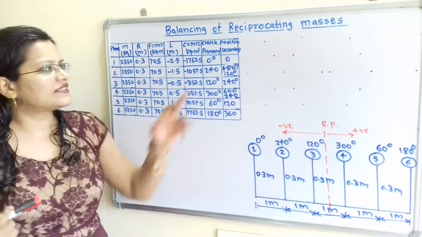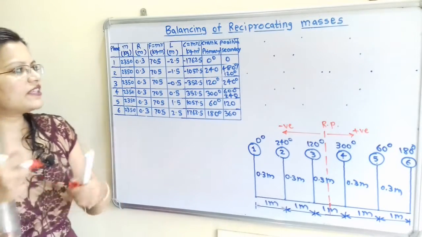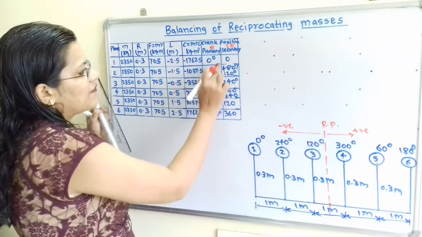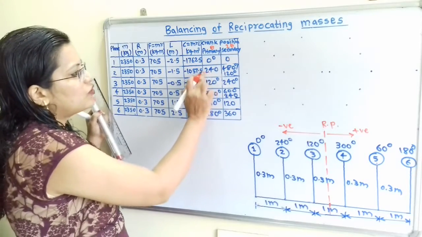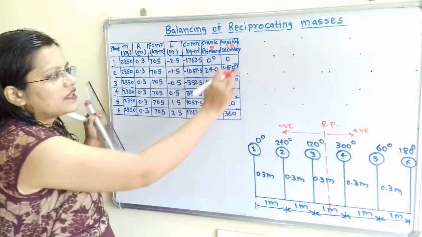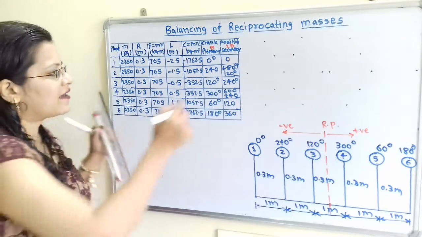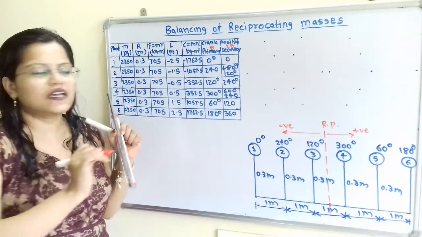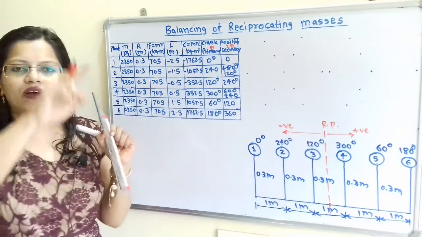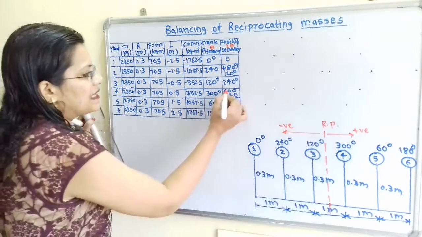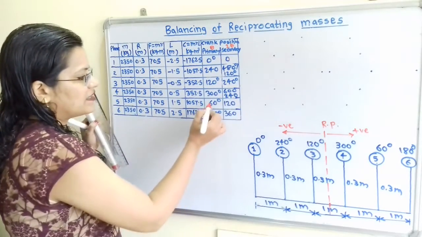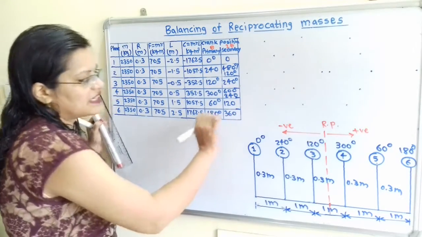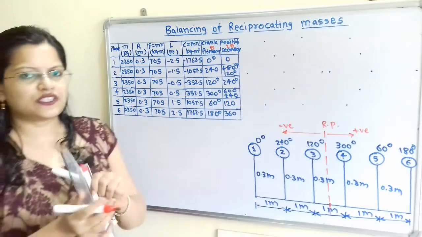Now how to calculate the secondary crank position? If the primary crank position is theta, then it is 2 theta, so we have to just multiply by 2. That is 2 into 0, 0. 240 into 2, 480, now we have to subtract 360 degree, so it is 120. Then 120 into 2, 240 degree. 300 into 2, 600, but now we have to subtract, because one revolution is 360. So subtract here 360, then it is 240 degree. Then 60 into 2, 120. 180 into 2, 360, so here also we will consider 360 minus 360, that is 0 degree.